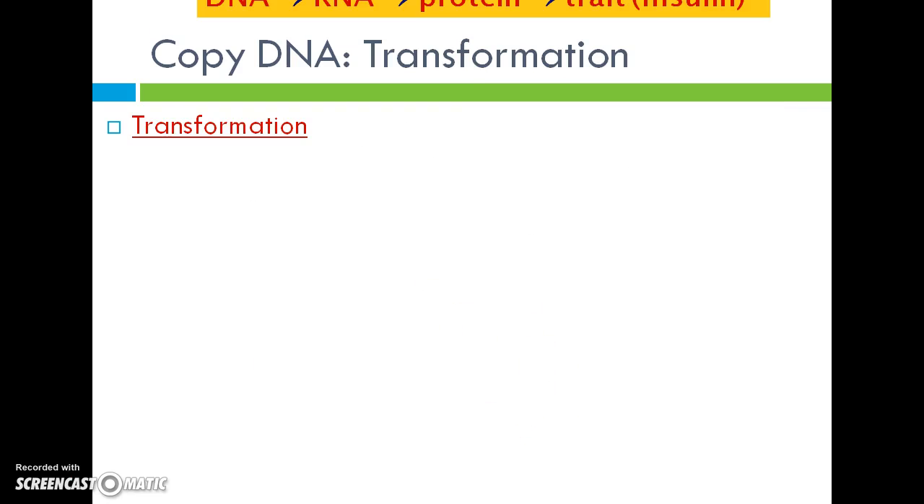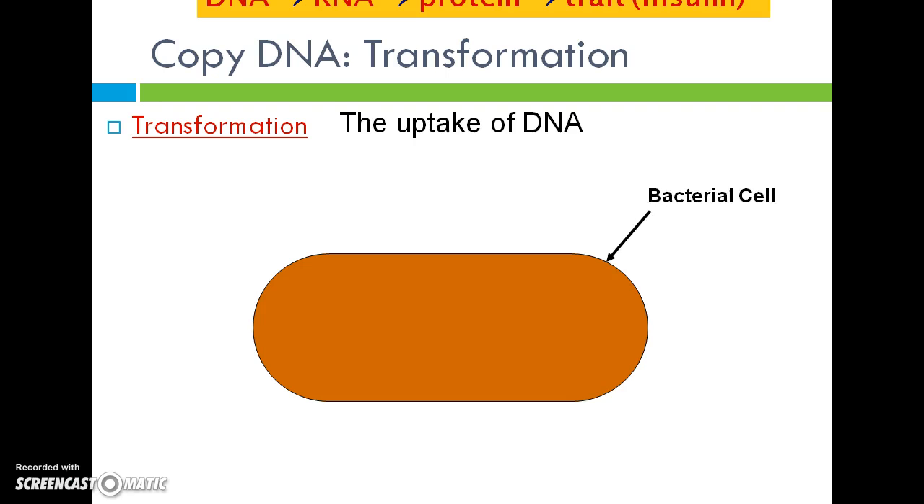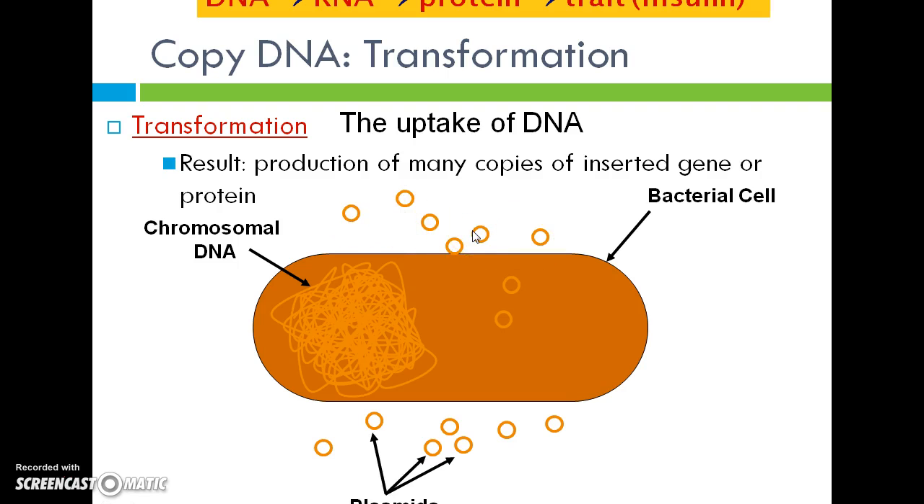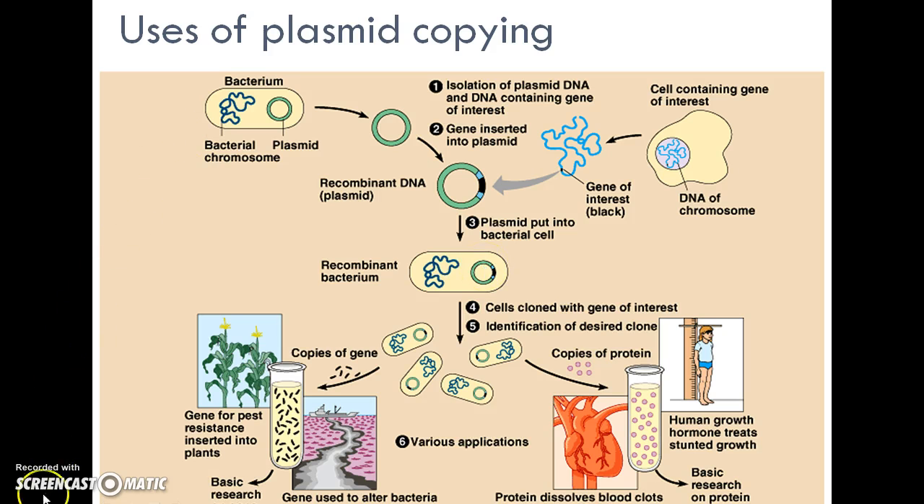Now, how do we get the DNA actually into our bacteria? Well, this is when we use the process of transformation. Transformation is the uptake of DNA by those particular bacteria. So here's our bacteria, here is the cell, here's its normal DNA, and we have all of these plasmids that we've created and inserted new genes into. And so the transformation process will occur when the bacteria have taken in these new plasmids. The result of this is production of many copies of that inserted gene. And we can use this for a lot of different things.